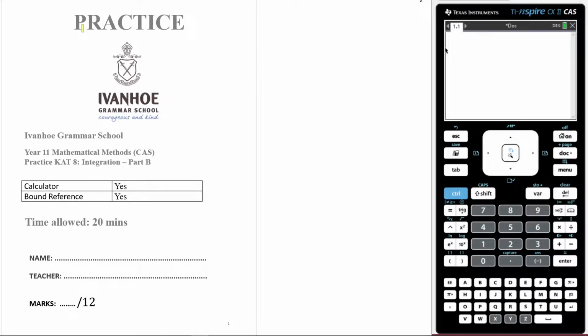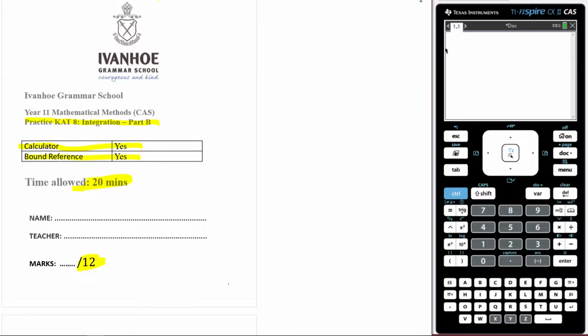All right, let's go through this practice CAT. This is practice CAT 8, integration part B. You get to use your calculator and your bound reference. You get 20 minutes, 12 questions, and that's around about what you're going to see in your real CAT. So you've got to make sure that you're moving pretty quick and you can use your CAS efficiently. If you can't use your CAS, you're going to be in big trouble.